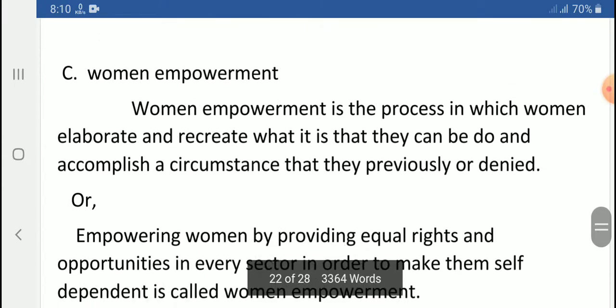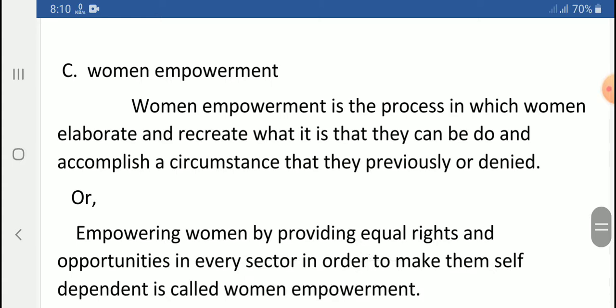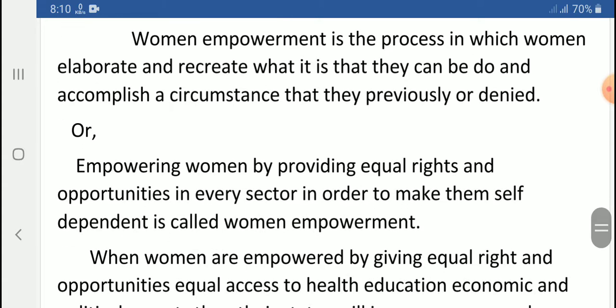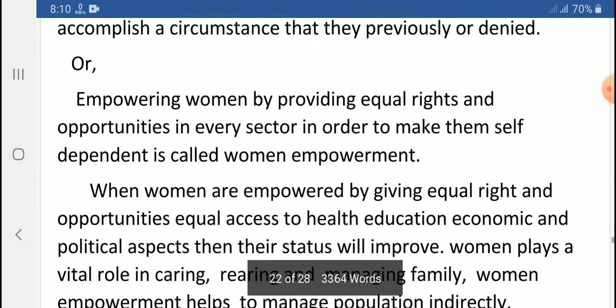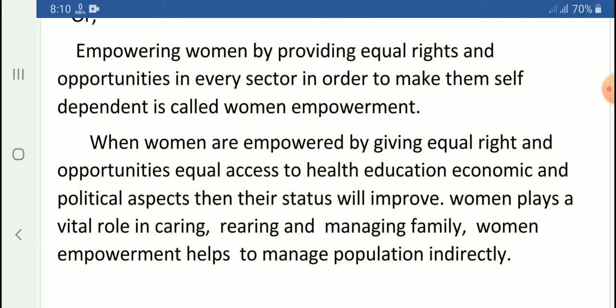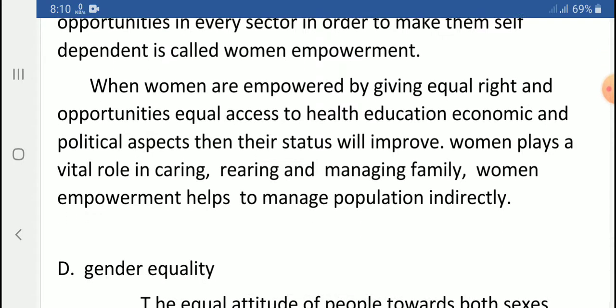Women empowerment means empowering women by providing equal rights and opportunities in every sector in order to make them self-dependent. When women are empowered, they will have equal access and rights to health, education, and economic, political and social aspects, and then their status will improve. As women play a vital role in caring, rearing, and managing the family, women empowerment helps to manage population directly.